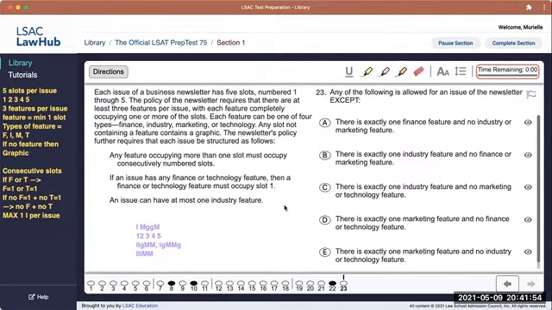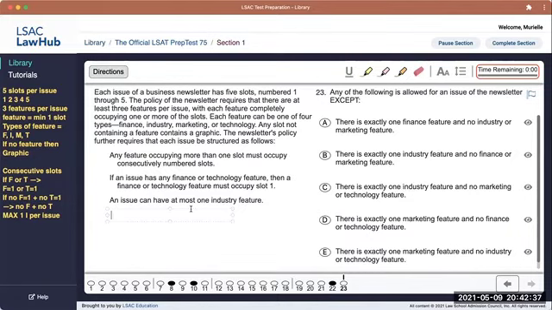Okay, so question 23. Any of the following is allowed for an issue of the newsletter except. All right, so here I am going to show how you could test these things, so kind of prove that they're possible, because four of them are possible. That would be how I would go about it. I might not in the real thing need to write it all out. I might be able to figure it out in my head based on what I know about the boundaries of the game already.